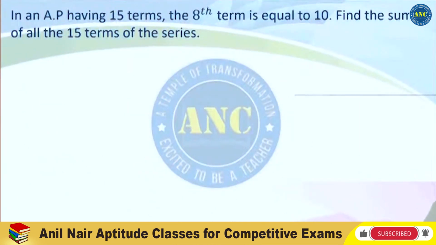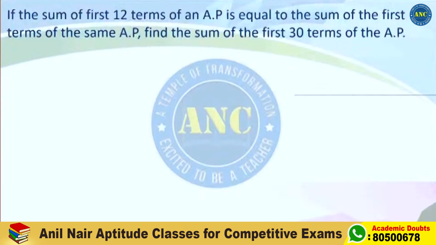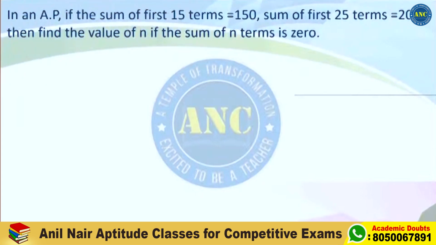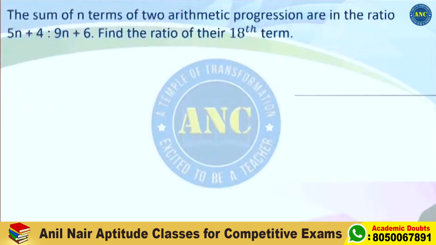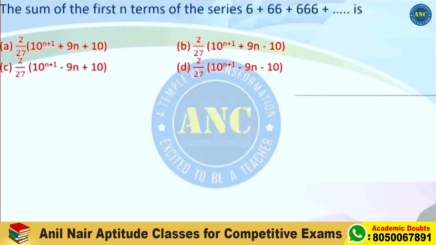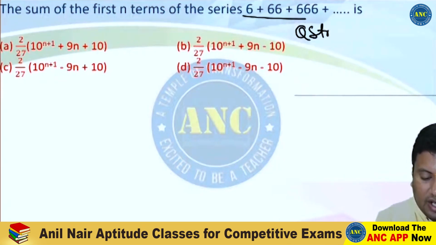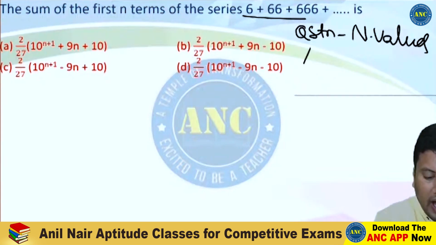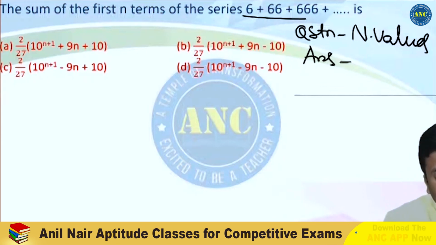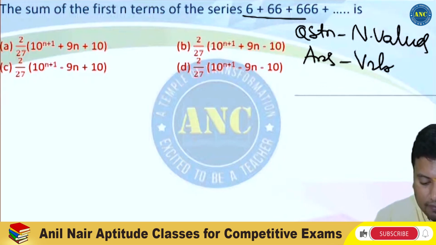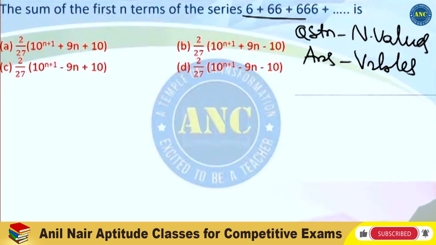Another one, another model. I hope it is clear. Few more questions we will solve. One minute, sir. Let us see if the question contains variables, answer contains variables. Any question is there. Now see here. This is another variety. I'll come back to it in another 2 minutes. Question contains numerical values. Answer contains variables. Another type.